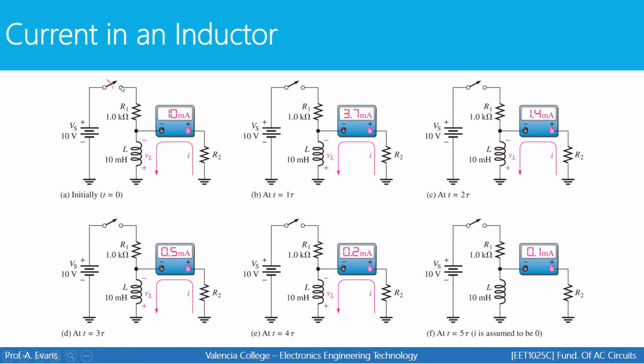So notice that we've opened the switch. There's 10 milliamps of current flowing through the load, and over time, that number drastically drops until it goes back down to 0 after 5 time constants.